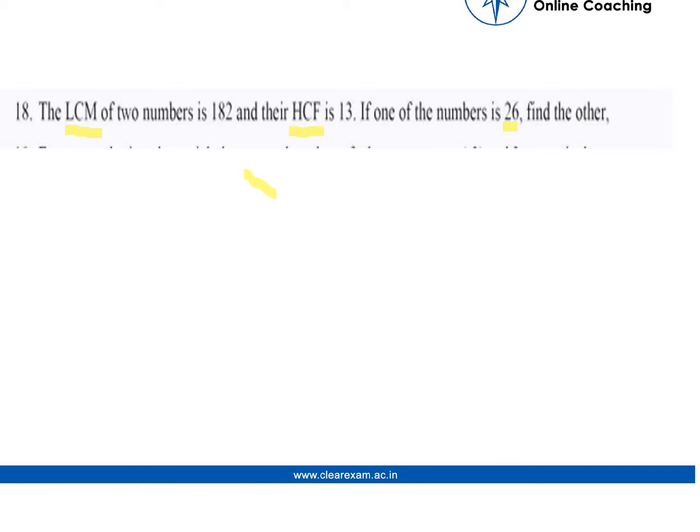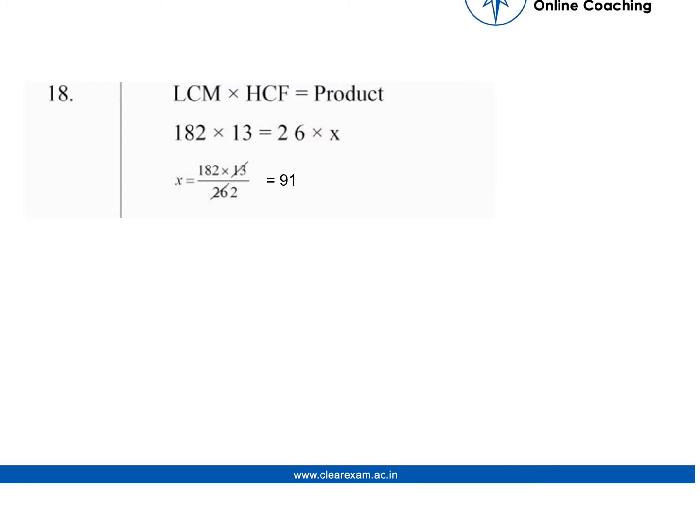Let us assume that one of the numbers is x and the other one is y. We have to find the value of y. Let's go ahead and put the values provided in the question in the formula. As we already know, LCM into HCF is equal to the product of both the numbers.